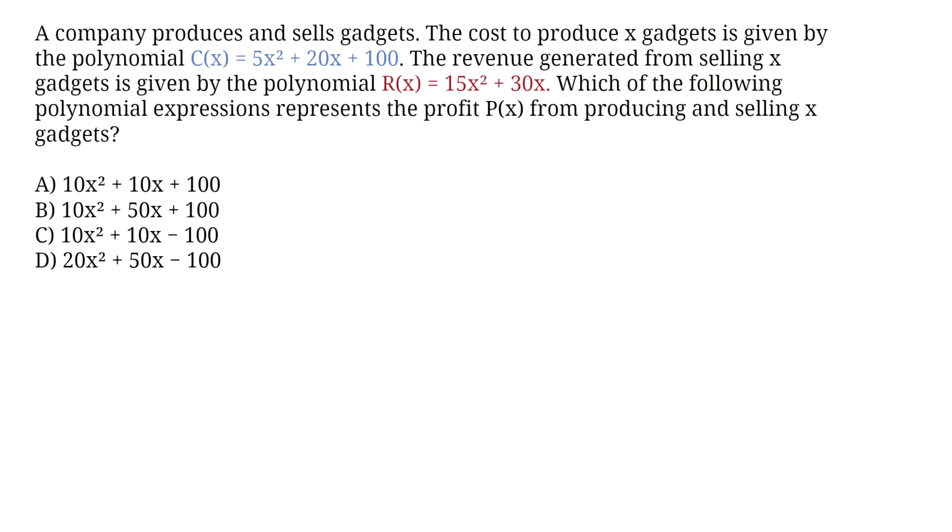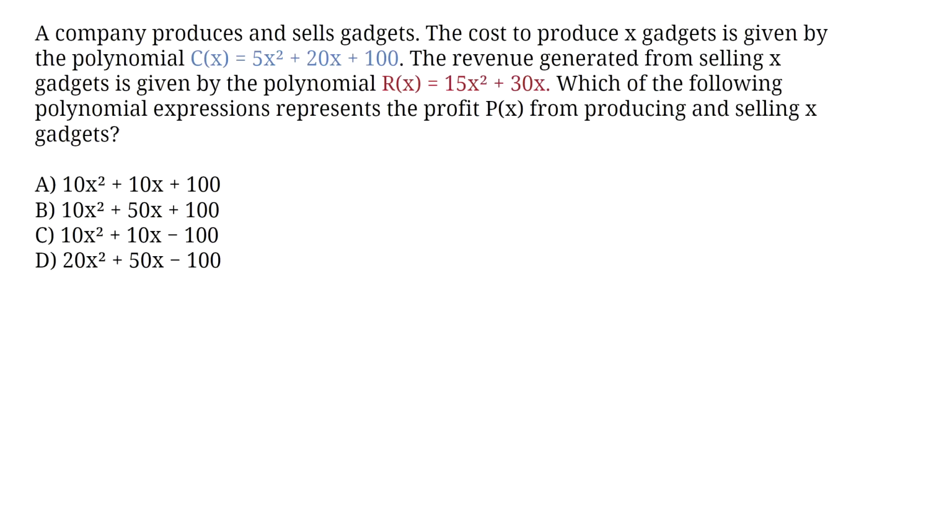A company produces and sells gadgets. The cost to produce x gadgets is given by the polynomial C(x) equals 5x squared plus 20x plus 100. The revenue generated from selling x gadgets is given by the polynomial R(x) equals 15x squared plus 30x. Which of the following polynomial expressions represents the profit P(x) from producing and selling x gadgets?